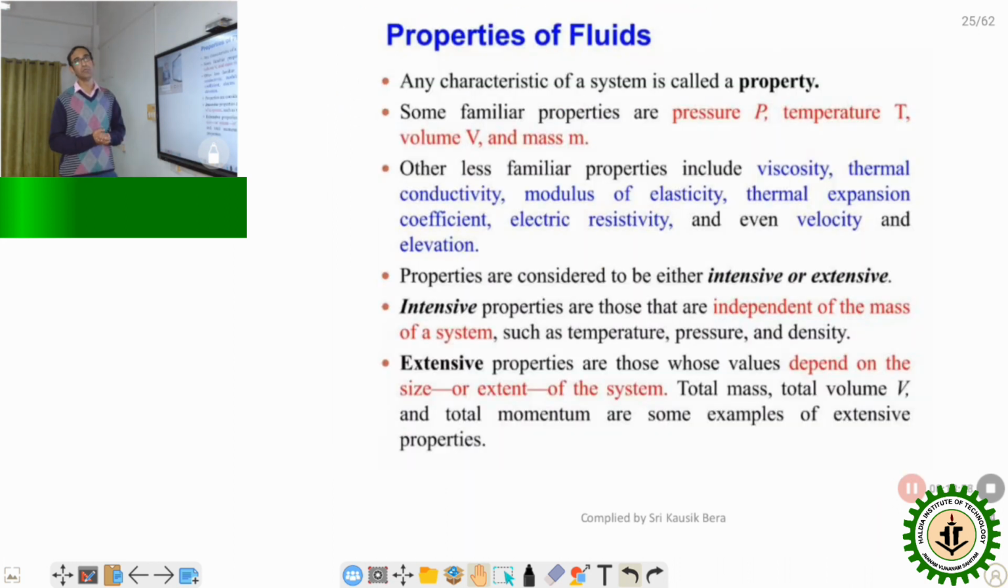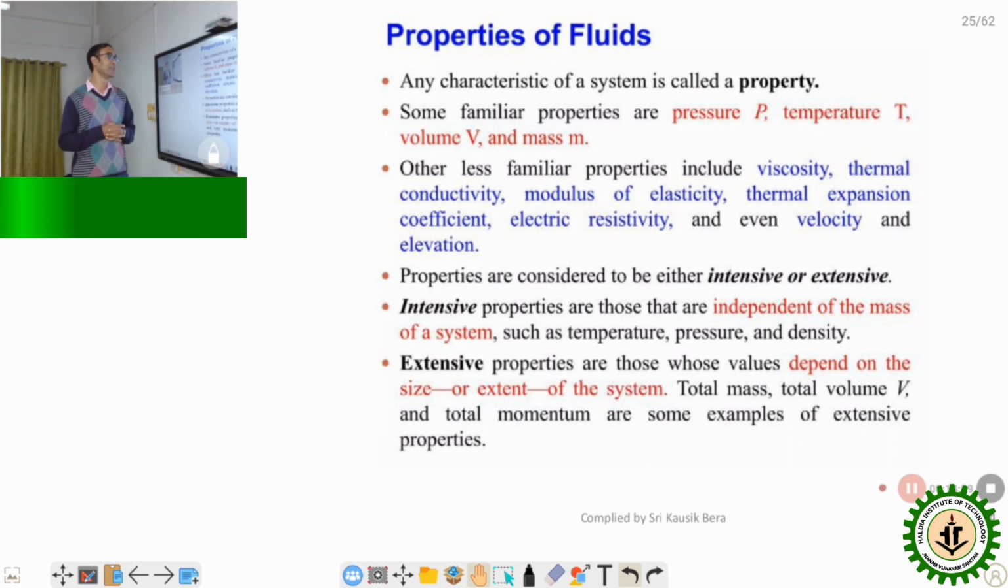So now we have discussed the different types of flow. Now we will learn what the different properties of fluids are. Basic properties like pressure, temperature, volume, mass, these are the basic properties. And other properties like viscosity, thermal conductivity, modulus of elasticity, thermal expansion coefficient, elastic resistivity, even velocity and elevation.